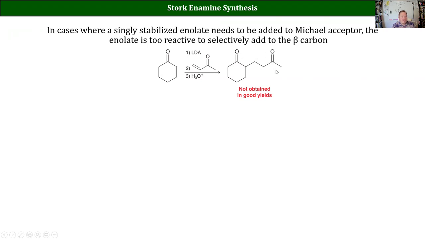It's going to make some other side products. If you had your negative charge here from making the enolate, it's going to make some of the 1,2 adduct. It's going to make some of the 1,4 adduct. It might even wind up reacting with other impurities instead. So because it's so reactive, you don't wind up seeing very good yields with this.